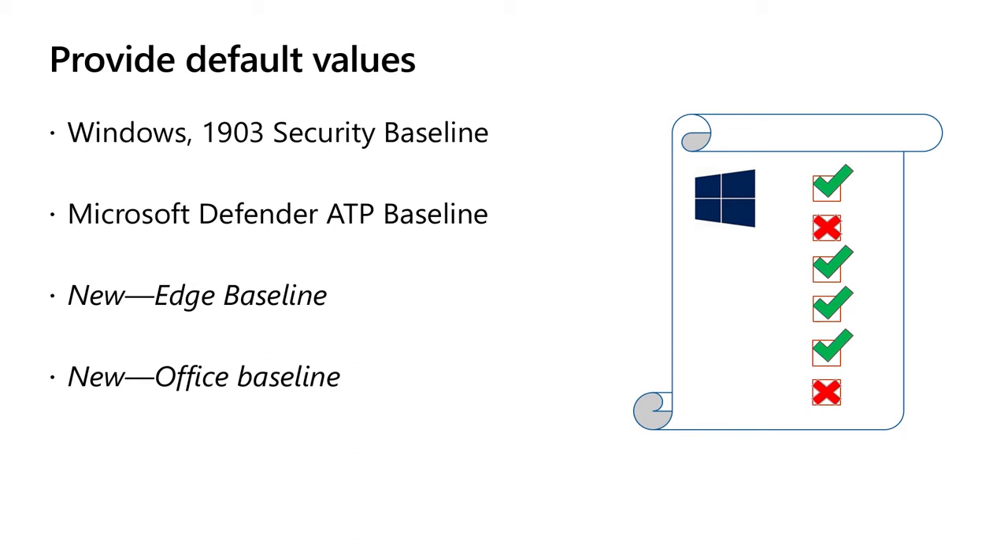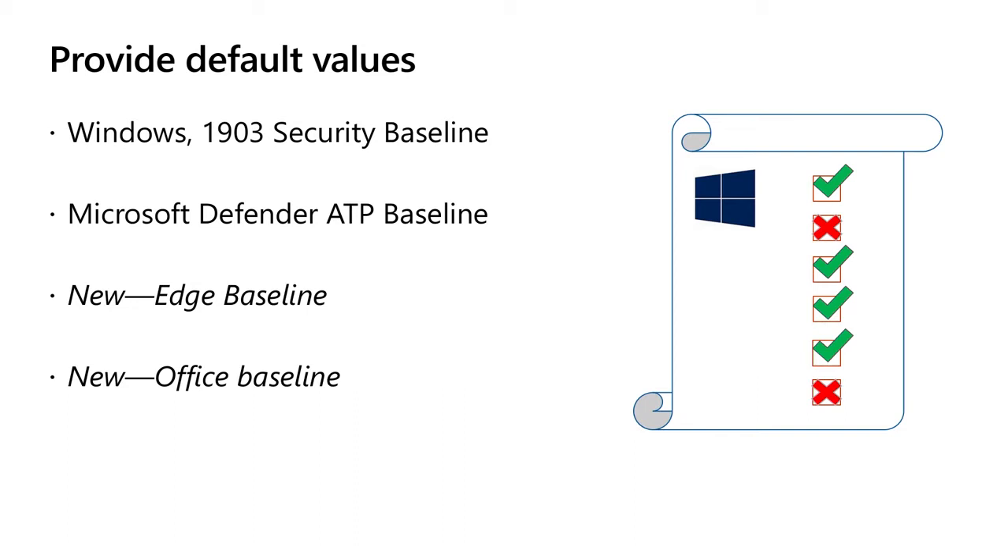And of course, after you deploy these, they aren't locked down. You can go in, see all the settings and inspect what they look like. And coming soon, we have the new Edge baseline and a baseline for Office as well. So as we're rolling out the new Edge browser and as you're rolling out Office, we'll also have baselines.